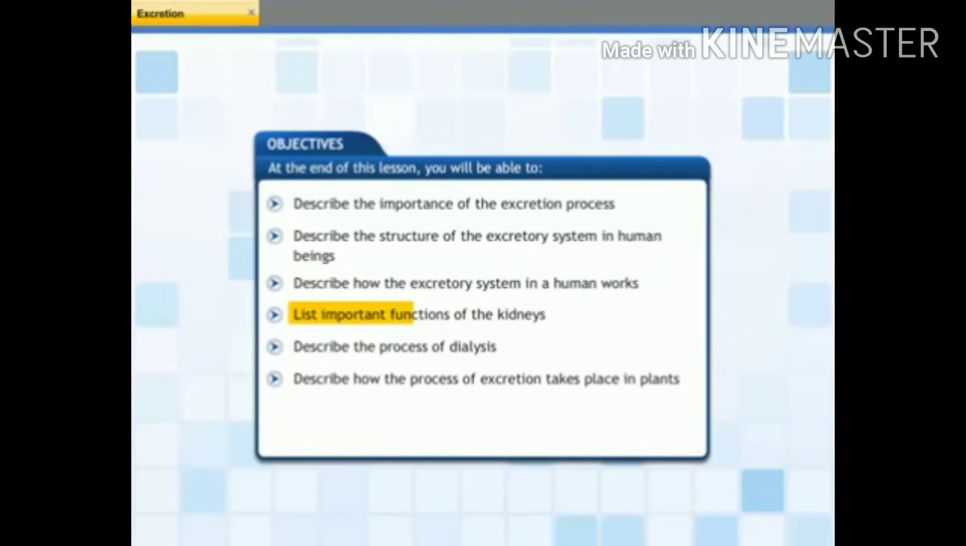list important functions of the kidneys, describe the process of dialysis, and describe how the process of excretion takes place in plants.